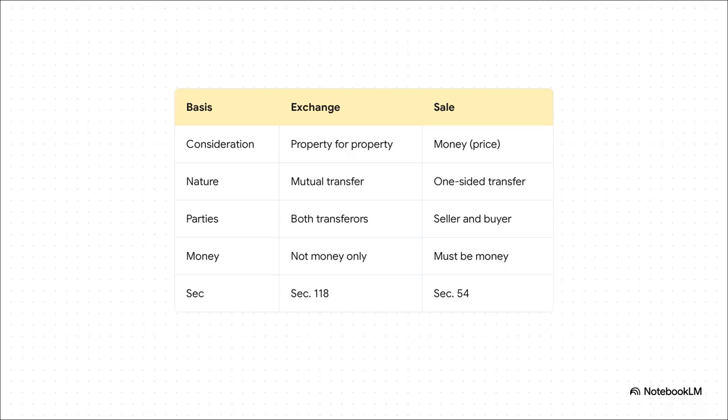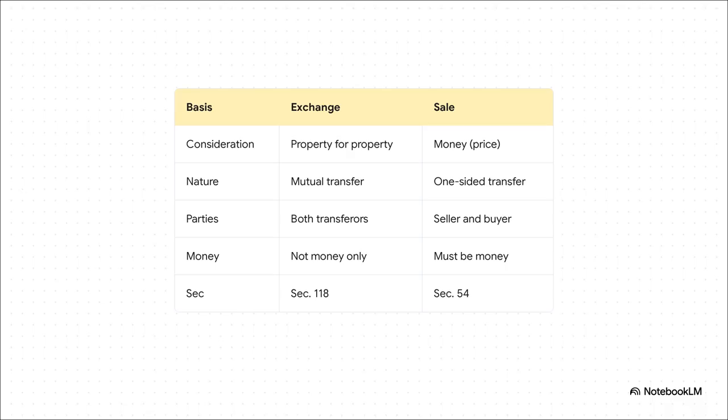If you mess this up, you lose the question. I demand that you memorize and draw this exact distinction table in your exam script. No paragraphs of differences. Draw a clean table with 3 columns: basis, exchange, and sale. Row 1, consideration. In exchange, it's property for property. In sale, it's money or price.